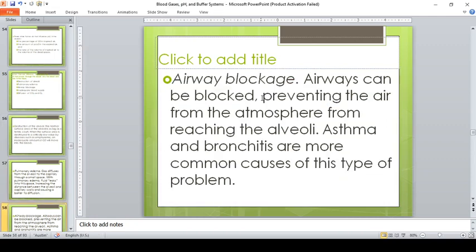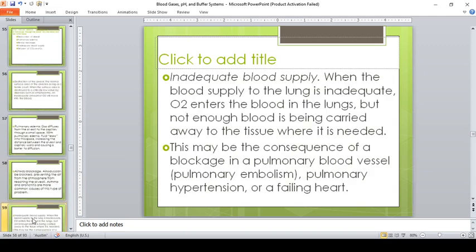Airway blockage. Airways can be blocked, preventing the air from the atmosphere from reaching the alveoli. Asthma and bronchitis are more common causes of this type of problem. So, since there is airway blockage, you cannot properly inhale oxygen. So, the oxygen from the atmosphere cannot freely go into your lungs and it cannot diffuse to the capillary wall. So, it also decreases.